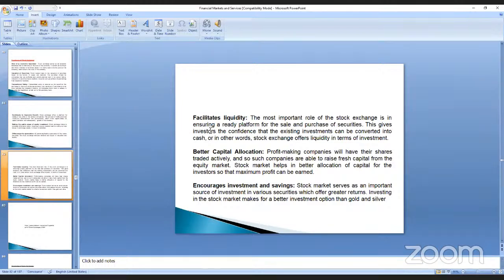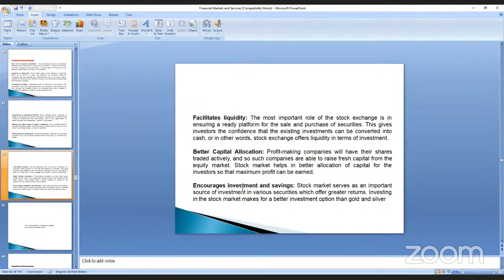Here the stock exchange facilitates liquidity. Means what? When you sell, it is converted into cash immediately. Whenever you have an existing investment, the investor must have the confidence that they can convert their shares immediately into cash. In other words, liquidity is in terms of investment. And better capital allocation, so that investors can earn maximum profits.